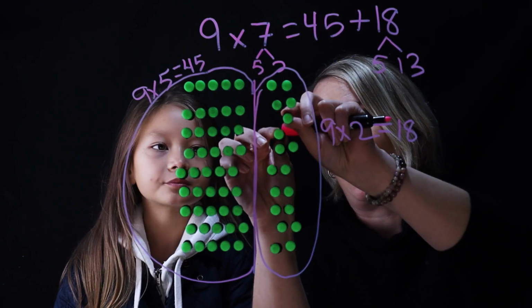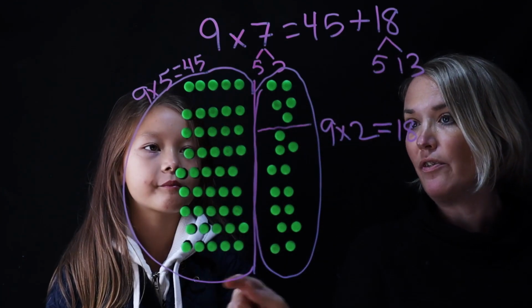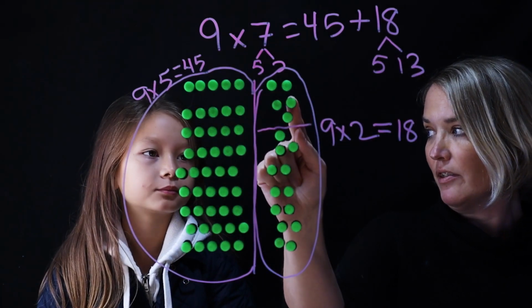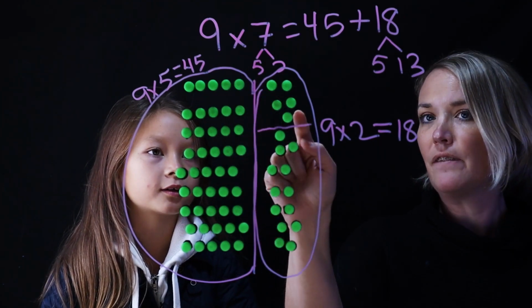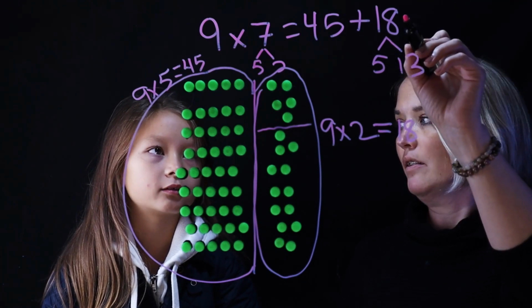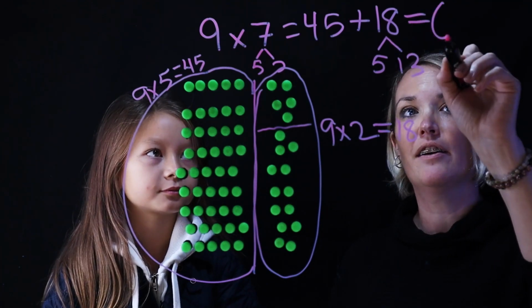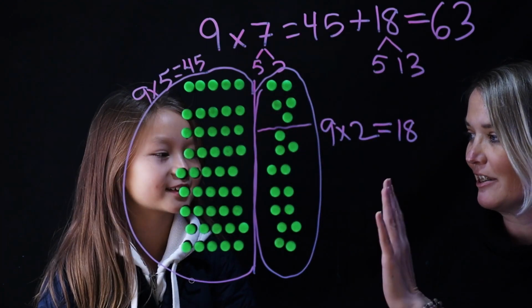So check this out. So there's the 5 and then 13. So they went 45 plus 5, which is how much? So this plus 5, 50, and then 50 plus 13. 63. Yeah. So 9 times 7 equals 63. That was awesome.